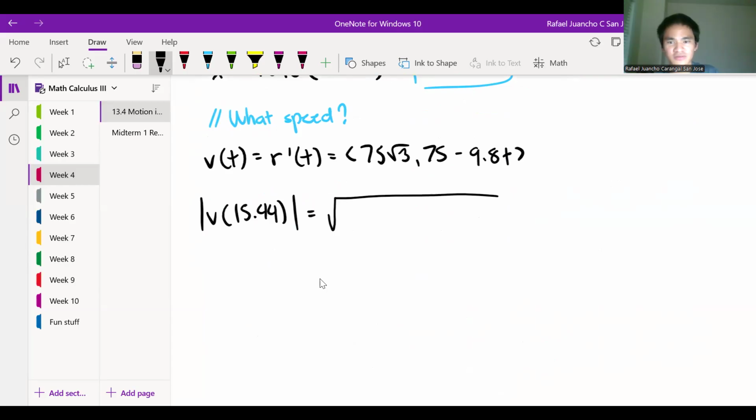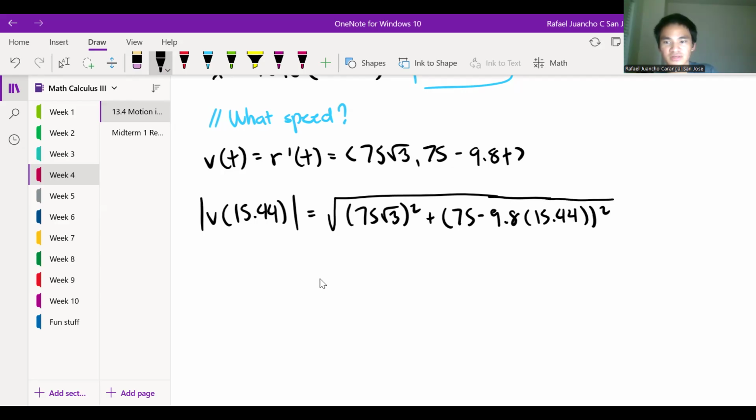And so we just take a square root of all of that. Then here we add it to this, and we should get some value. Instead of t, I plug in 15.44. And we square that. So we're gonna get some value here. I'm not gonna compute it anymore, but it should be around 151 meters per second. So that's the speed as it's about to hit the ground, or as it hits the ground.